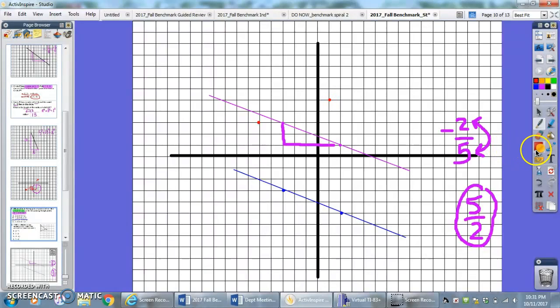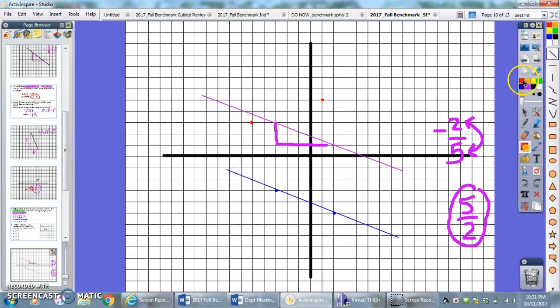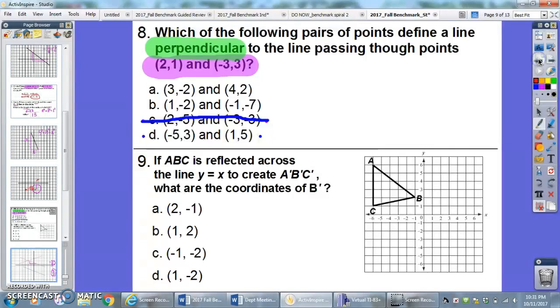So again, right off the bat, this does not look like it's perpendicular, because those two lines, the original purple line and my red line, do not cross at 90. So I'm not even going to worry about counting the slope. Just going to go back and cross out D. Now it's between A and B, so let's try B.